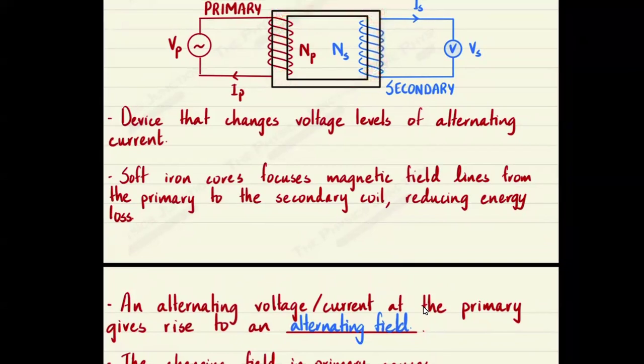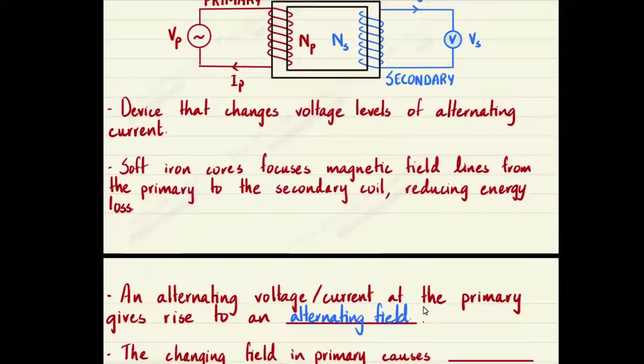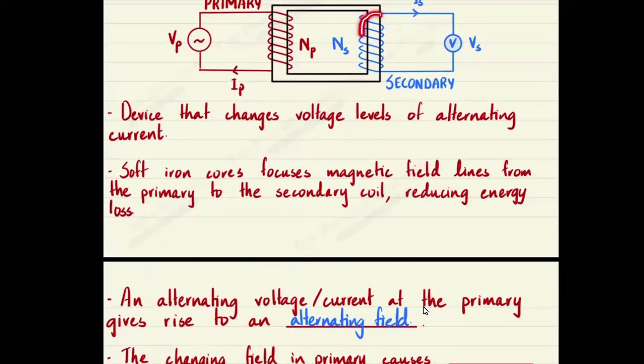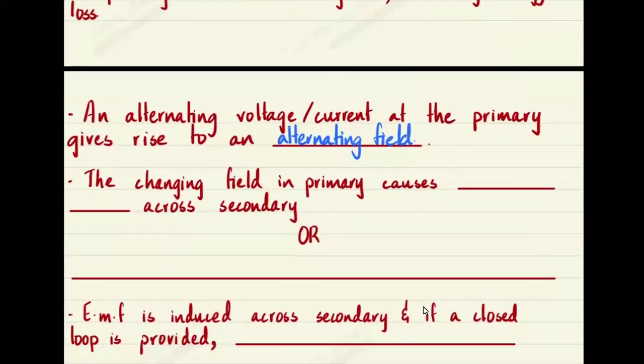Sometimes the field lines are like this, for example, other times the field lines would be in the other direction. What that would mean is when the field is changing in the primary, this would also cause a change in the magnetic field across the secondary. Keep in mind that no voltage is applied on this side, right? Voltage would be induced in this side. So the changing field in the primary causes a changing field across the secondary as well, as the iron core channels, focuses those magnetic field lines across the secondary coil.